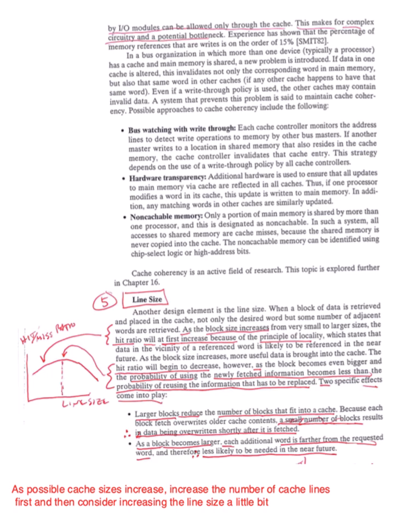So two specific effects come into play. I want you to think about this a little bit because this is important. Larger blocks reduce the number of blocks that fit into a cache. You only have a certain size cache, so if the blocks are too big, you're going to fit fewer blocks in there. You have fewer lines in the cache to put blocks in.